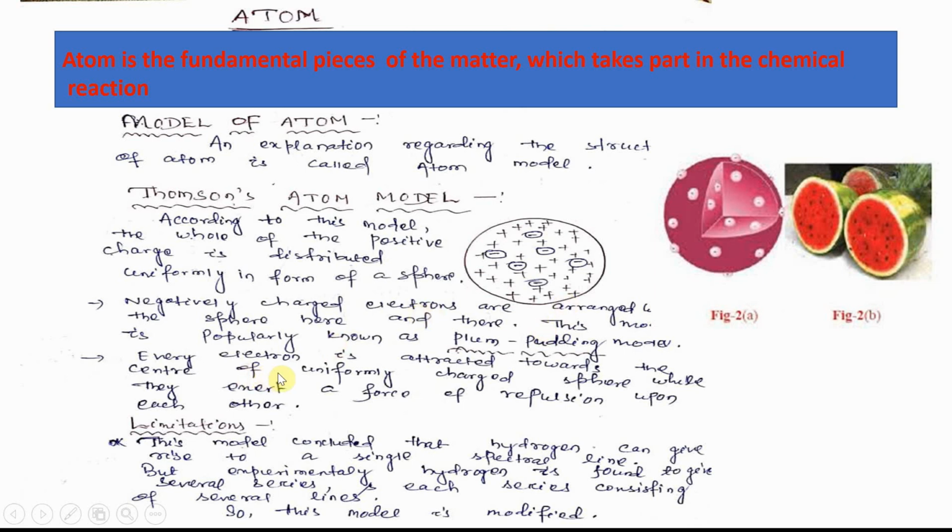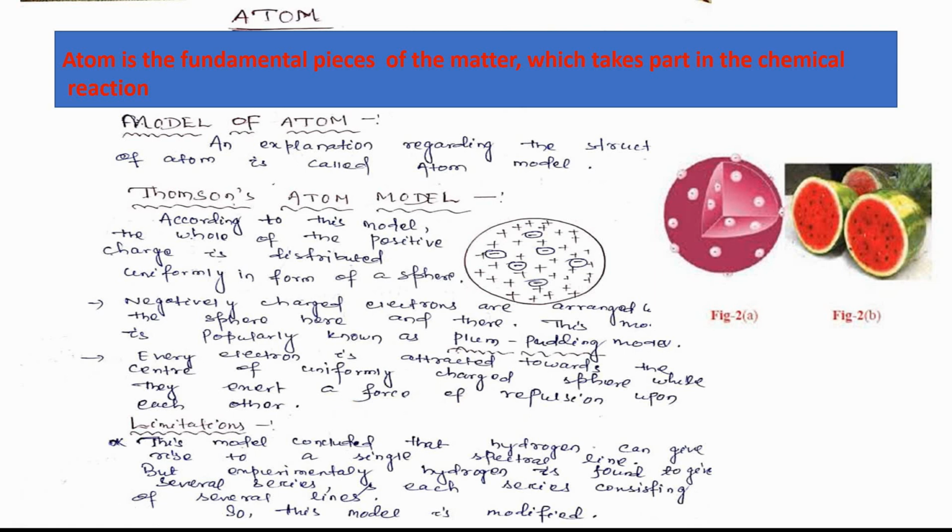Every electron is attracted towards the center of the uniformly charged sphere while they exert a force of repulsion upon each other, because I have already told that same charges repel each other and opposite charges attract each other. And here since negatively charged electrons are there, every electron is attracted towards the center of the uniformly charged sphere while they exert a force of repulsion upon each other.